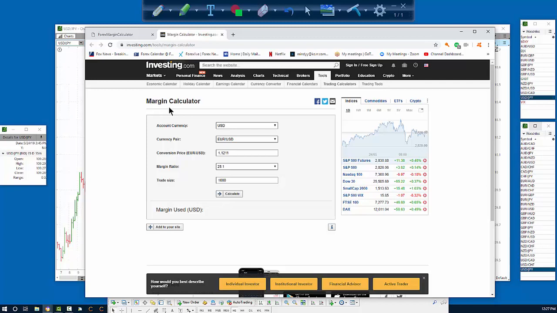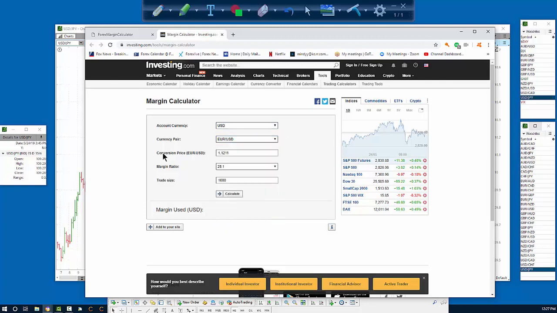So the way that you would use this margin calculator, the account currency, that's the currency that your home currency is. Okay, so for me, that's USD. You know, if some of you are somewhere else in the world, it might be the Canadian dollar, it might be the euro, might be the yen, whatever. So this is your home currency. And then you pick the pair that you're interested in. And so right now it's set up for Euro USD, but you can find any currency that you would want to trade in this list.